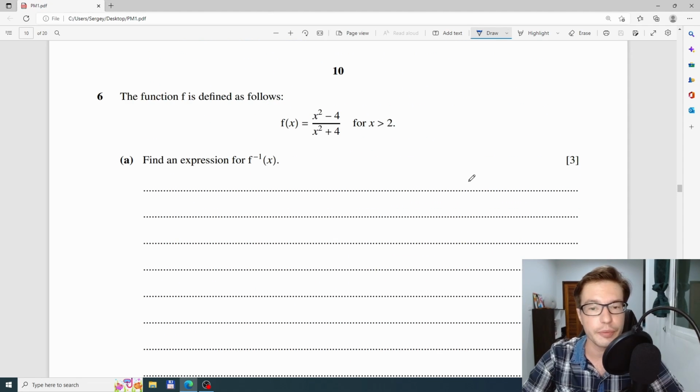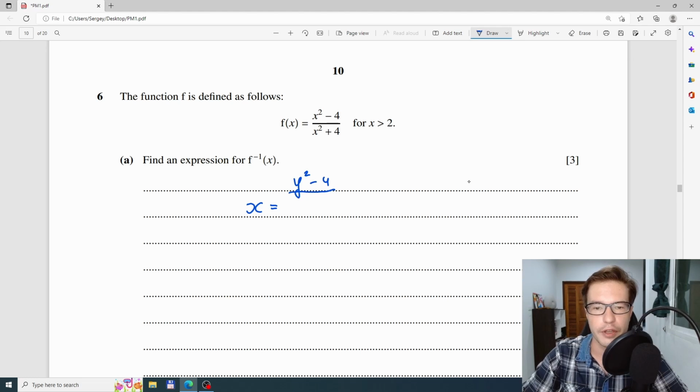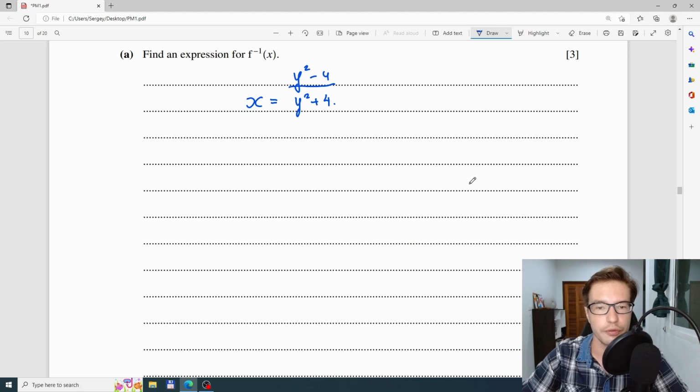Okay, next question is about finding the inverse function, and we have a two-step technique for that. We'll have to swap x and y, and then make y the subject of the formula. So swap x and y first. X equals y squared minus 4 over y squared plus 4. And now I will have to make y the subject of the formula.